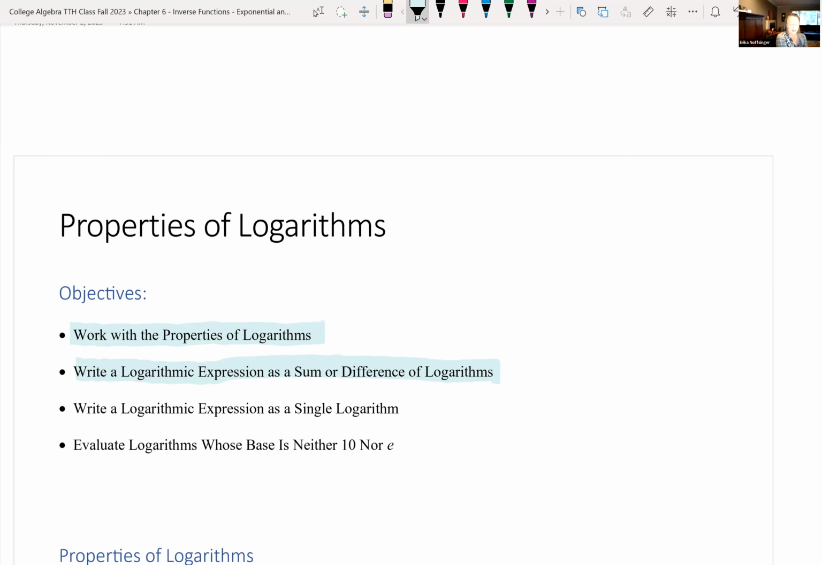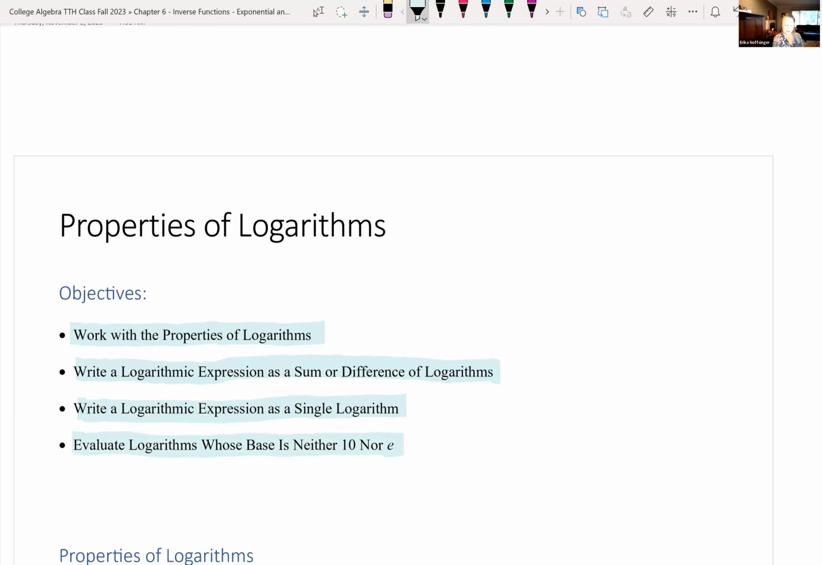It's helpful to be able to write one complicated logarithm as a sum or a difference of logs. The one that we'll be using a lot in this class to help us solve are writing a logarithmic expression as a single logarithm. So we might have a sum or a difference of multiple logs, and we want to rewrite that as a single log. So I'm not sure if this is still the case, but in the past, calculators, you could only have logarithms with base 10 or base e, or natural log. And so being able to use the change of base formula to help us evaluate logarithms, so evaluate logarithms whose base is neither 10 nor e.